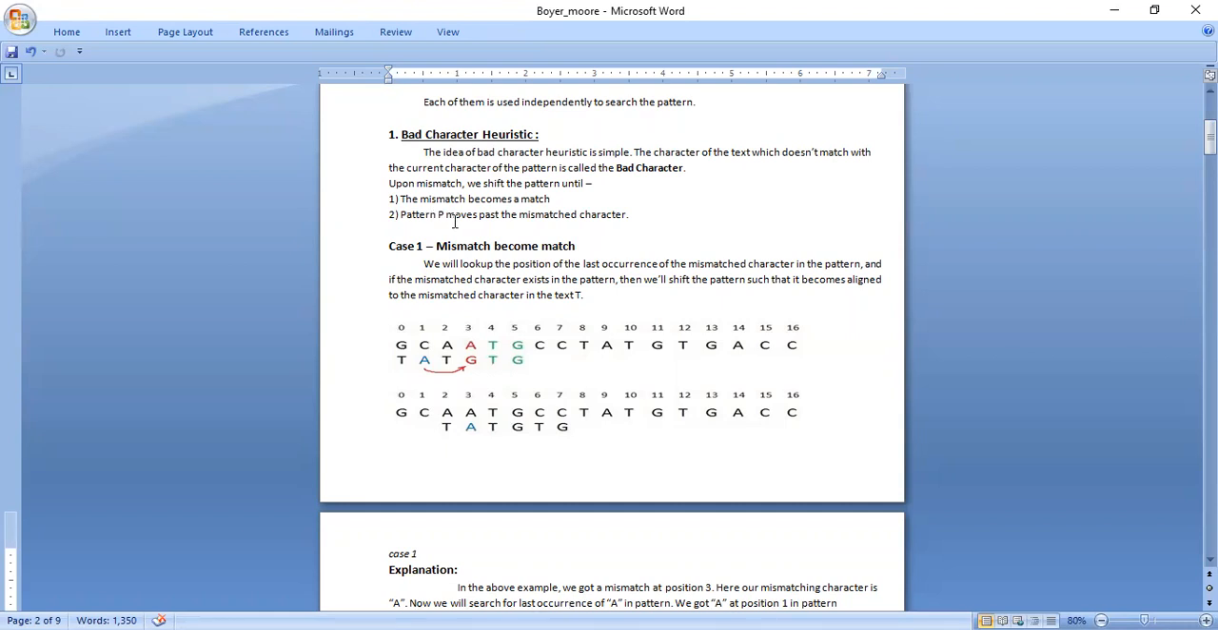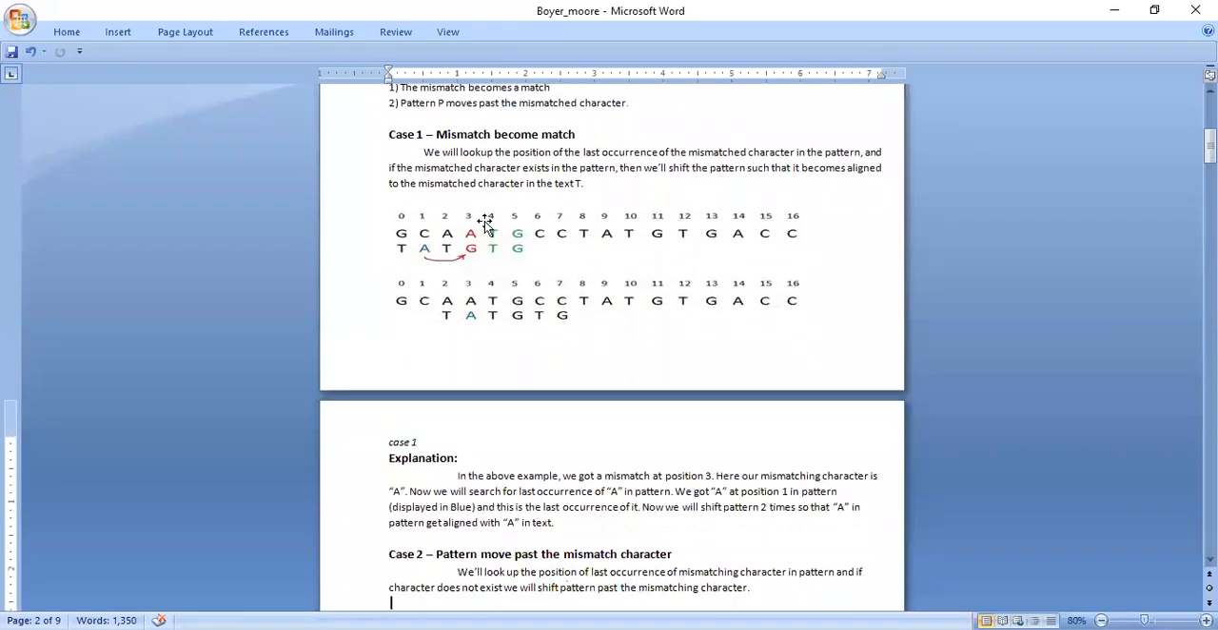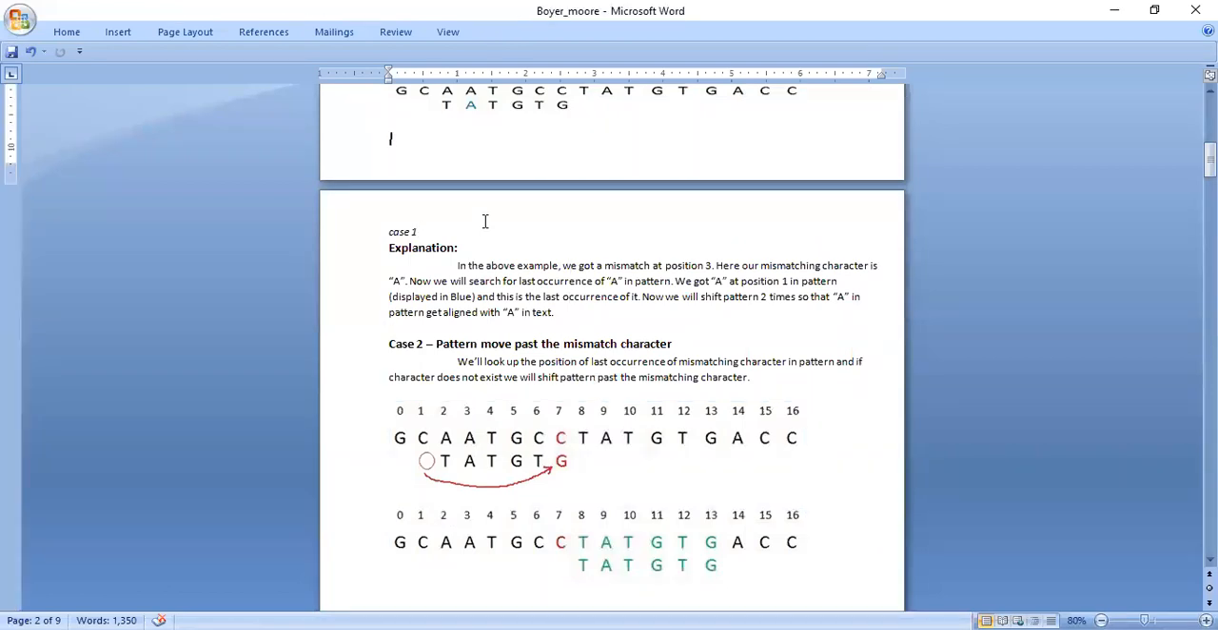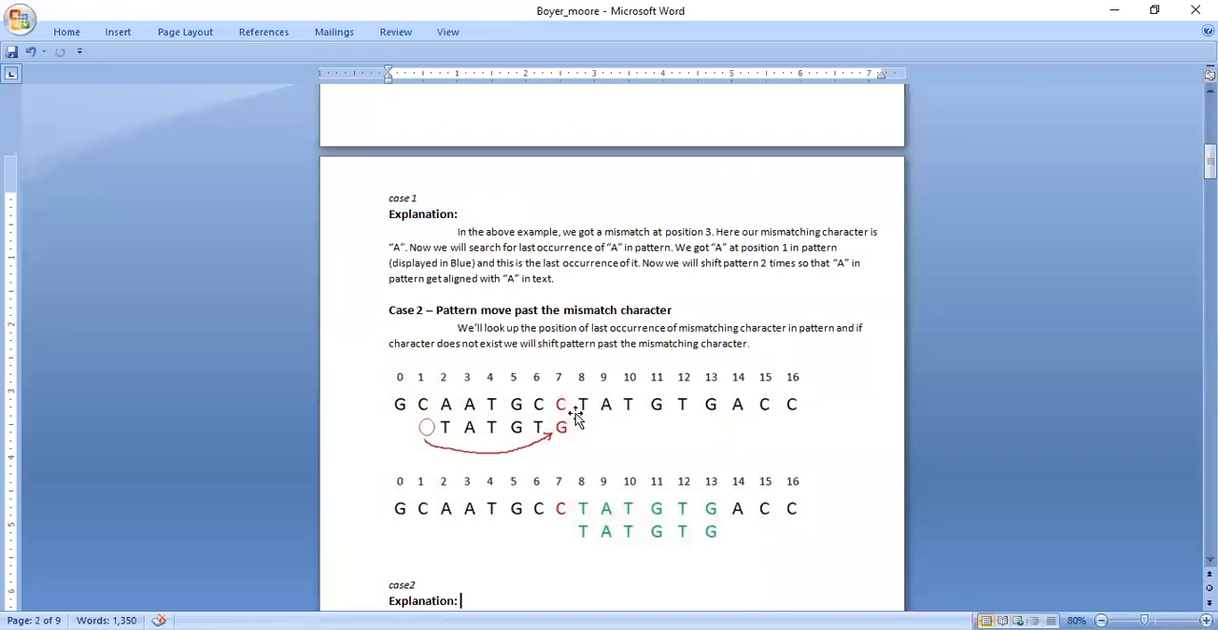What is the next step? The total pattern P has to move past the mismatch character. If there is no matching character in your pattern P, then in this example, in the second case, the pattern moves past the mismatch character. This is a mismatch again, and I am looking for a C in my pattern. I'm unable to find a C in my pattern, so I have to move the total pattern past the mismatch character.